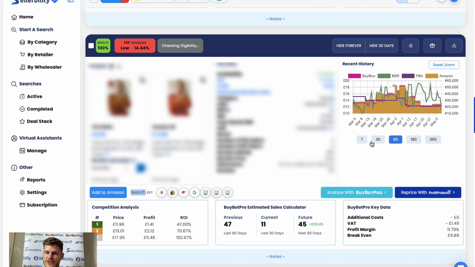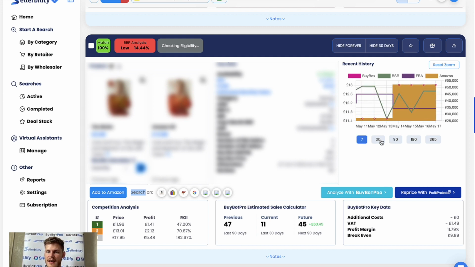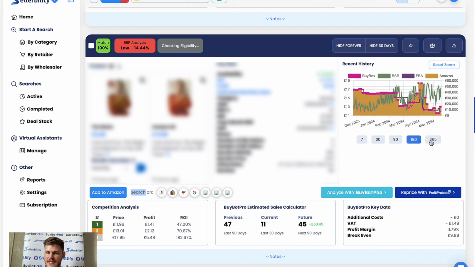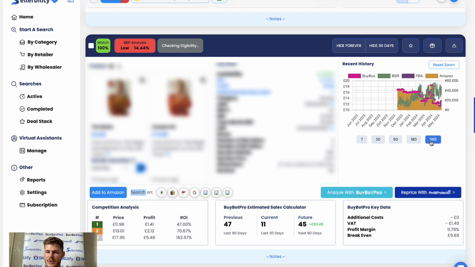So we can change the day range that we are looking at for the chart. So it might be that we're only concerned with what's gone on just very recently. So we can look at 7 days, 30 days, 90 days, 180 or 365. So over the course of a year. Obviously, it looks like this item only just started on Amazon, it looks like that's November. So obviously that's why there's no data at all prior to that point.